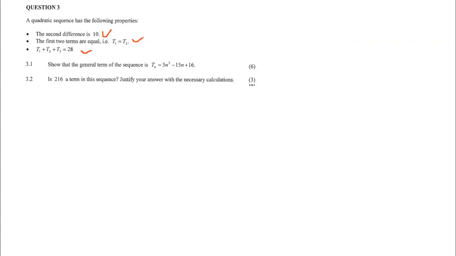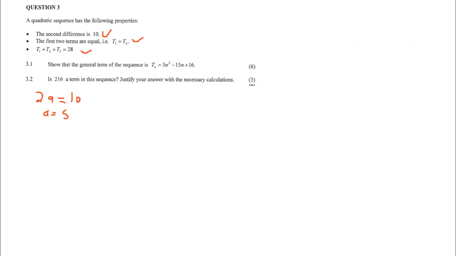With a quadratic sequence, we already know that 2a is equal to the second difference. So you ask yourself, what is the second difference in the sequence? They told us that the second difference is equal to 10. So basically, 2a is equal to 10. Dividing both sides by 2, a will be 10 over 2, which is 5. So a is equal to 5.